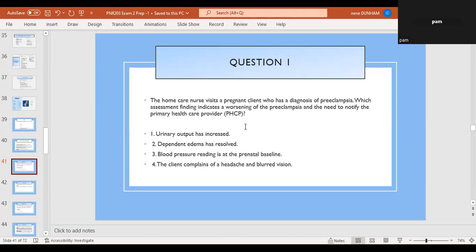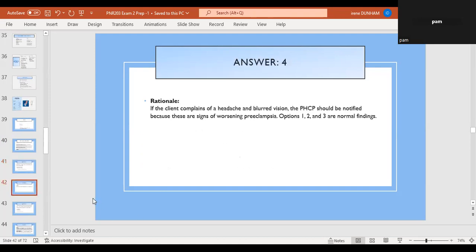Looking down the list: urinary output has increased. Well, no, that's not worsening. Dependent edema has resolved. That's good, that's not getting worse. Blood pressure reading is at the prenatal baseline. That's not getting worse. The client complains of a headache and blurred vision. Is that a sign of worsening preeclampsia? Yes. So the answer would be 4. There we go, we got the answer correct.